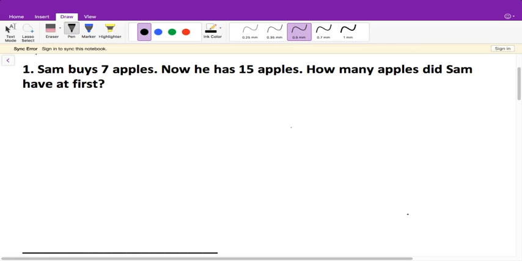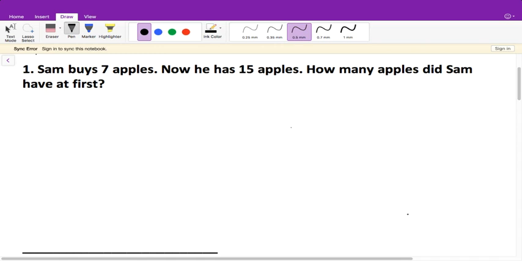Sam has apples, he buys more apples, and now at the end he has 15 apples. I can think about this and think, is this a start change result? Is it a part whole? Or is it a compare problem? I know that this is a start change result because there is an action being taken that's changing the amount of the thing that we're talking about. So Sam is buying more apples, which means he's adding on to the amount of apples he has. So that tells me this is a start change result.